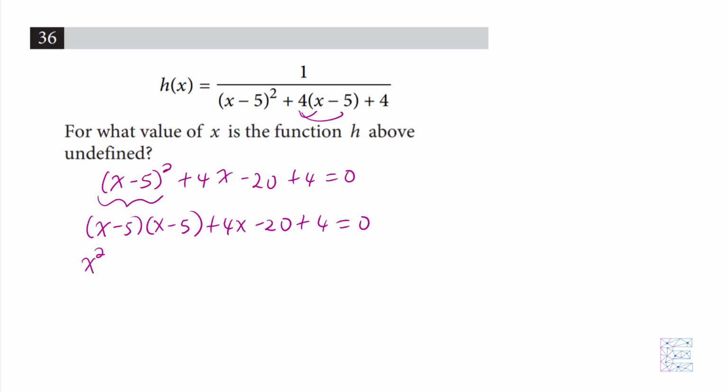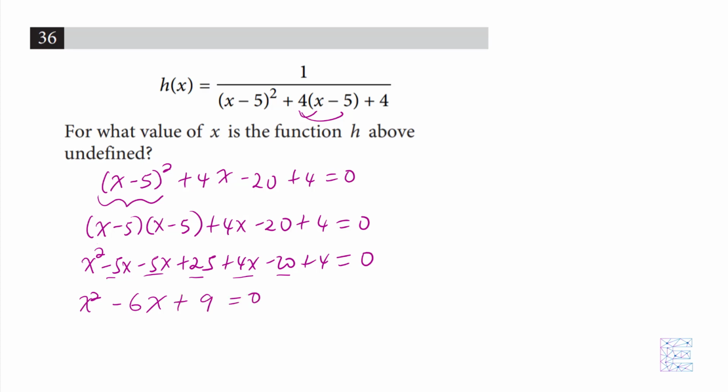We end up with x squared minus 5x minus 5x plus 25 plus 4x minus 20 plus 4 equals 0. And then combine like terms. So we still have the x squared. Negative 5x minus 5x is negative 10x. Negative 10x plus 4x makes it negative 6x. And then we have that 25 minus 20 is 5. 5 plus 4 is 9. So that's the quadratic equation that we're left with, which means we can now factor using the x games.